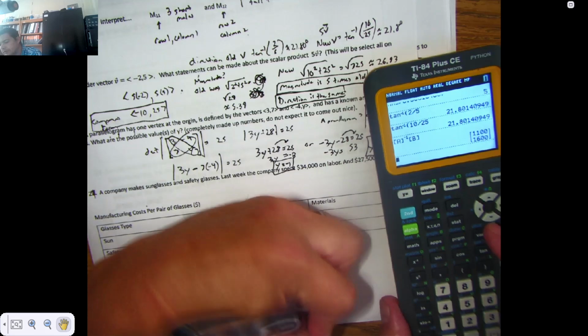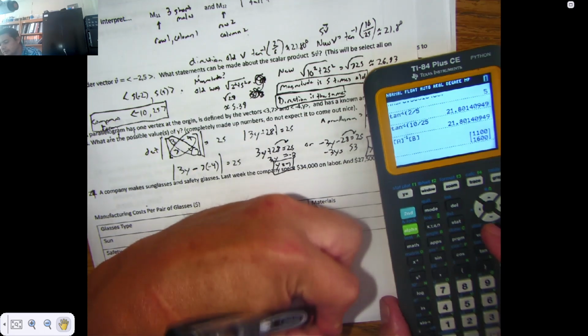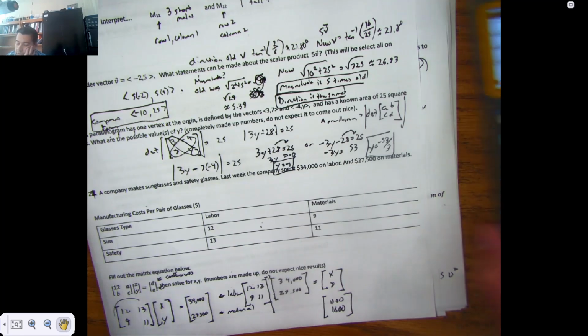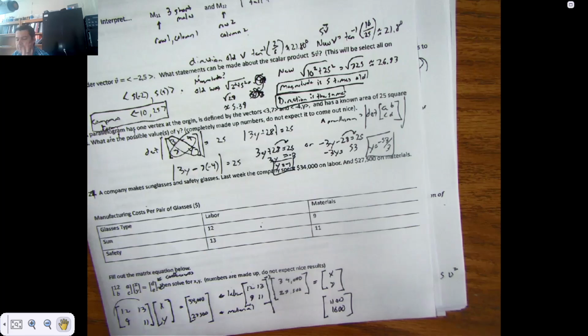I got in the calculator 1100 and 1600. So this tells me how much I spent. Apparently I made 1100 sunglasses and 1600 safety glasses. That's what I did. Sorry, I got really tired and I lost my place.